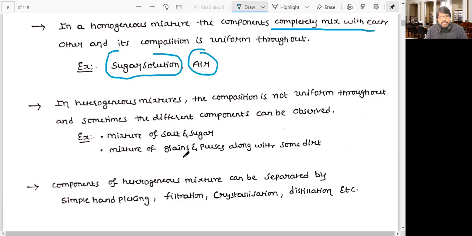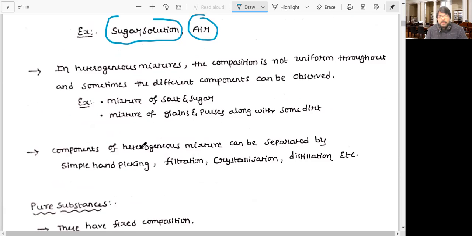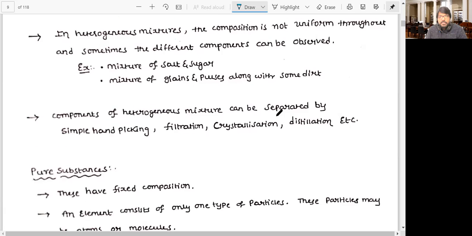A mixture of grains and pulses along with some dirt. Definitely that is also what we call a heterogeneous mixture. The components can be separated. The components of a heterogeneous mixture can be separated by simple hand picking, filtration, crystallization, distillation. There are so many purification techniques, right?